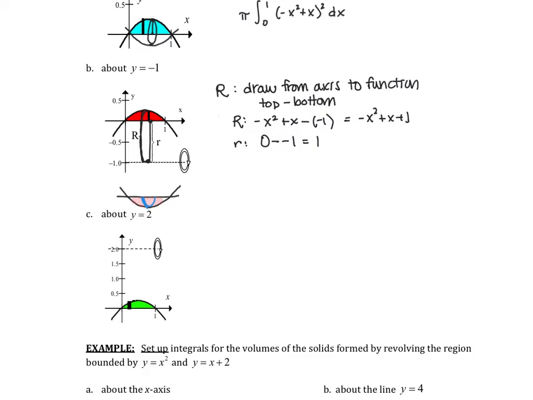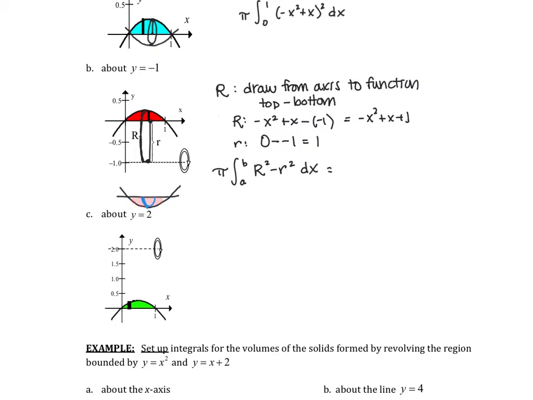Now when I set up my integral, it's going to be pi times the integral from a to b of capital R squared minus little r squared, in this case dx. It's dx because it's rotating around, not the x-axis, but the line y equals negative 1, which would make the cross-section perpendicular to the x-axis, which is why we choose dx.